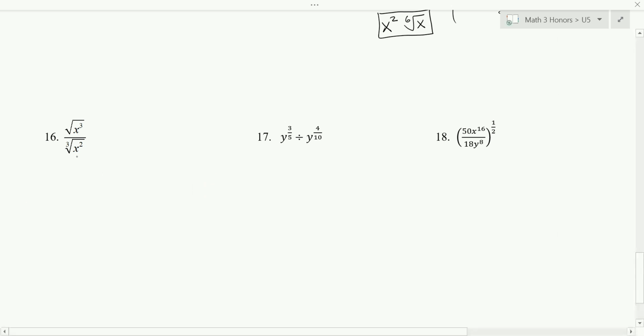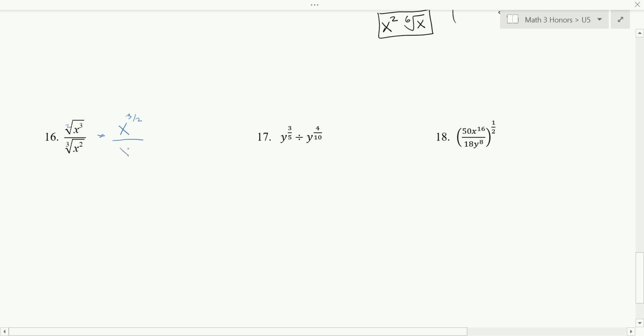Let's look at 16. You've got the square root of x cubed, over the cube root of x squared. So here we're stuck in radical form because one's a square root, one's a cube root. So the natural thing to do is to get it out of radical form. And you've got x to the what? What's the numerator going to be? X to the 3/2, right? Because the power is 3, the index is 2.